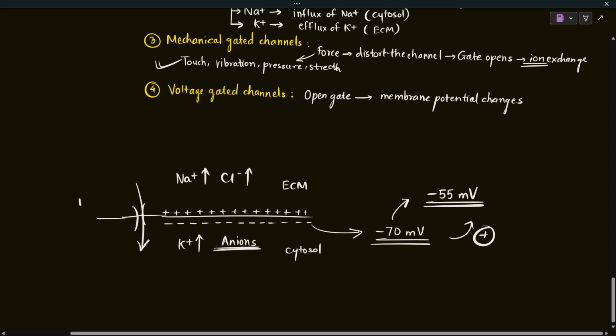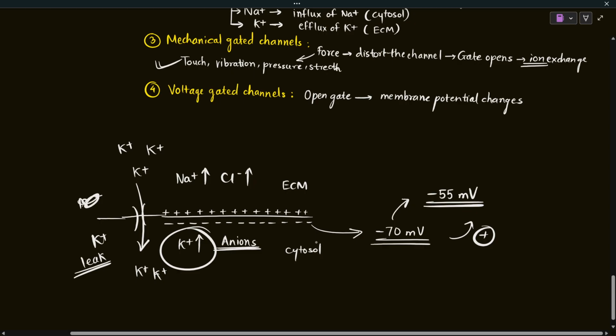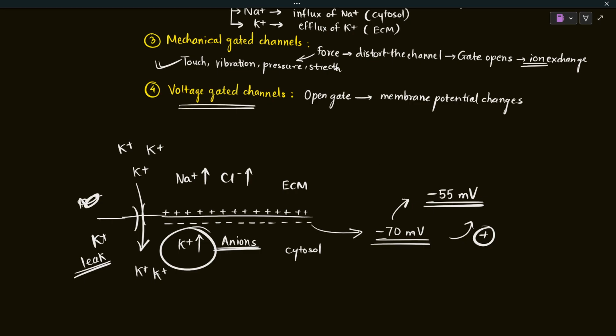So let's say the potassium leak channels open. Due to the opening of potassium leak channels, some potassium ions, which are positively charged, move in. This will increase the overall positive charge on the inside of the membrane, and that is why the membrane potential is changing from minus 70 to minus 55 millivolts. This change in membrane potential will be sensed by some other channels, which we call voltage gated channels, and due to this change, they will open their gate, and that will cause the ion exchange.